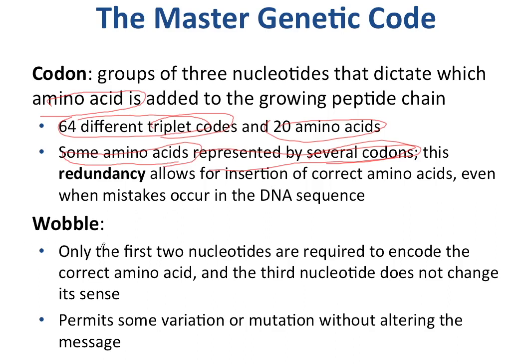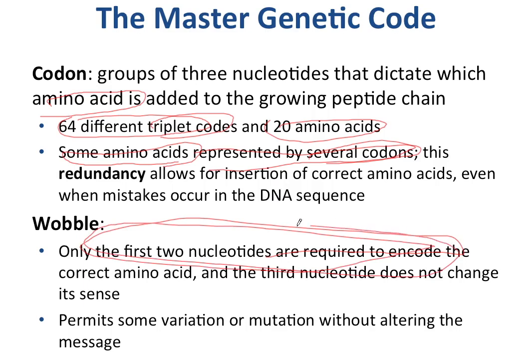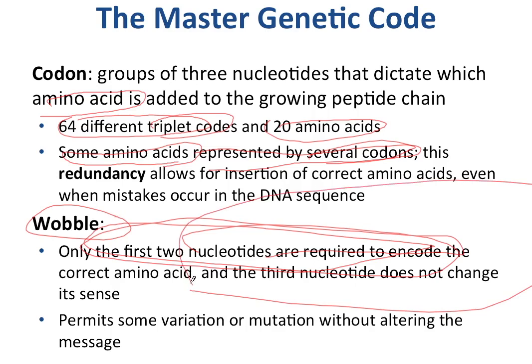Also, only the first 2 nucleotides are required for the coding. The third actually is not that important, so a change in the third doesn't change the coding. This is another mechanism to prevent mutation damage. If the mutation happens on the third nucleotide, the meaning is the same, and it still stands for the same amino acid.